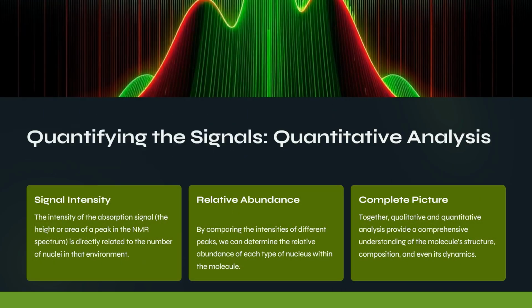Now, let's talk about the quantitative side of NMR, how we measure and analyze the intensity of the signals. The intensity of a peak in the NMR spectrum tells us how many nuclei are present in a given environment. The taller or broader the peak, the more nuclei there are that are absorbing radiation at that specific frequency. By comparing the intensities of different peaks, we can determine how much of each type of nucleus is present in the molecule. This helps us understand the proportions of different elements and isotopes in the compound.